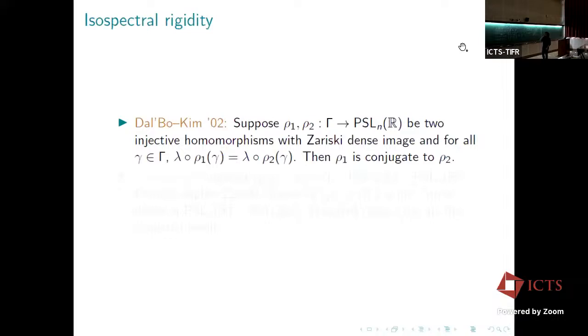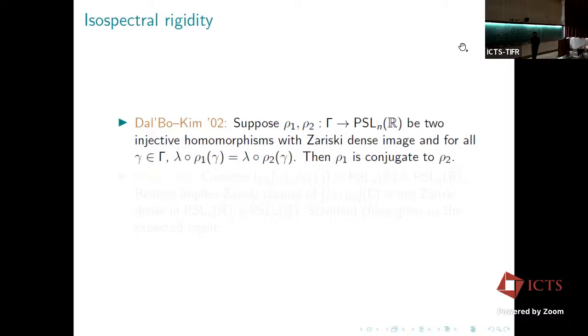So now I come to a result from 2002 by François Dal'bo and Inkang Kim. They show that if ρ1 and ρ2 are two representations inside PSL(n,R), any representations, which have Zariski-dense image, and their Jordan projections match up for all γ, then ρ1 is conjugate to ρ2.